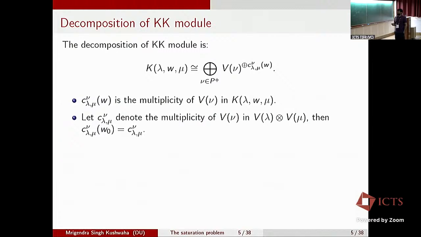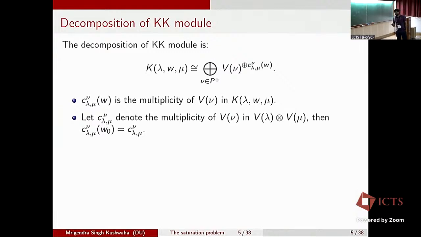So we know that since this is a finite dimensional module for G, it will decompose into irreducibles. If we write the decomposition of the KK module in terms of irreducibles, let C lambda mu nu W denote the multiplicity of V nu in the KK module. Let's denote by C lambda mu nu, as it had been denoted before also, the multiplicity of V nu in the full tensor product. Note that if I take W equal to W naught, the KK module will be the tensor product, so that is equal to C lambda mu nu.